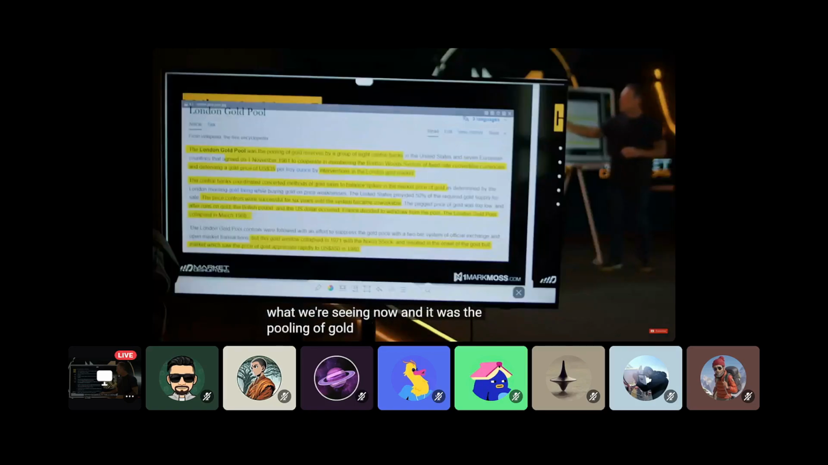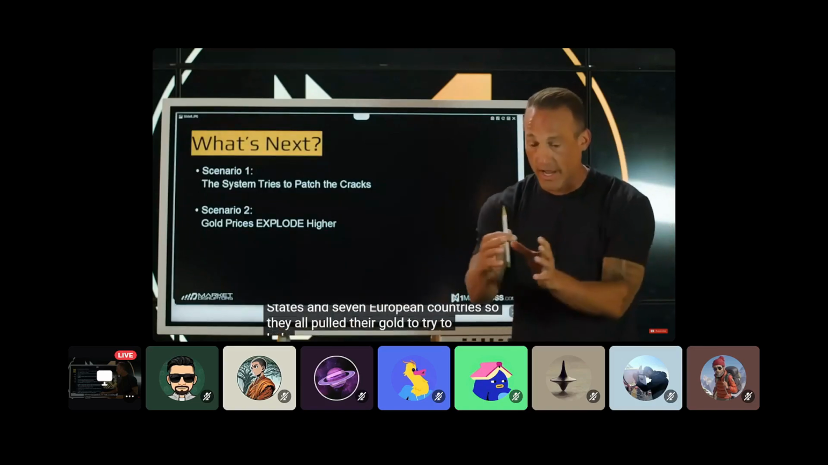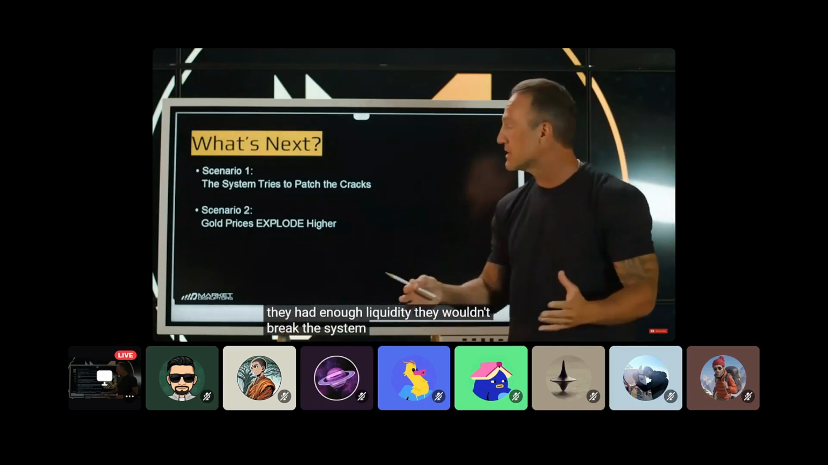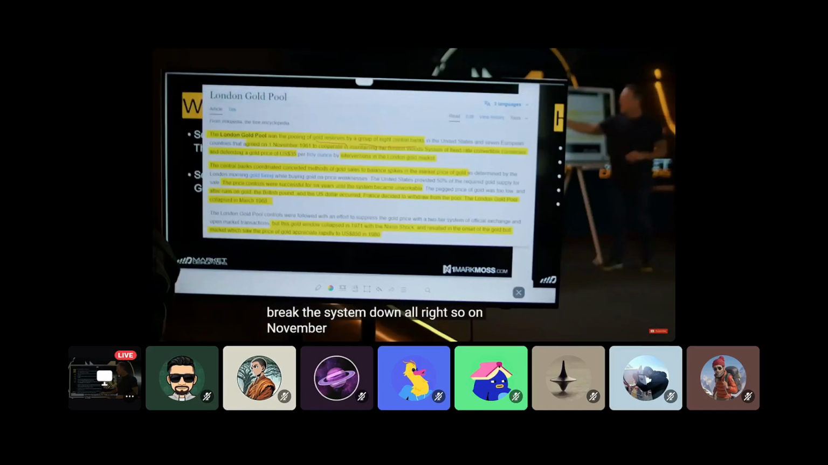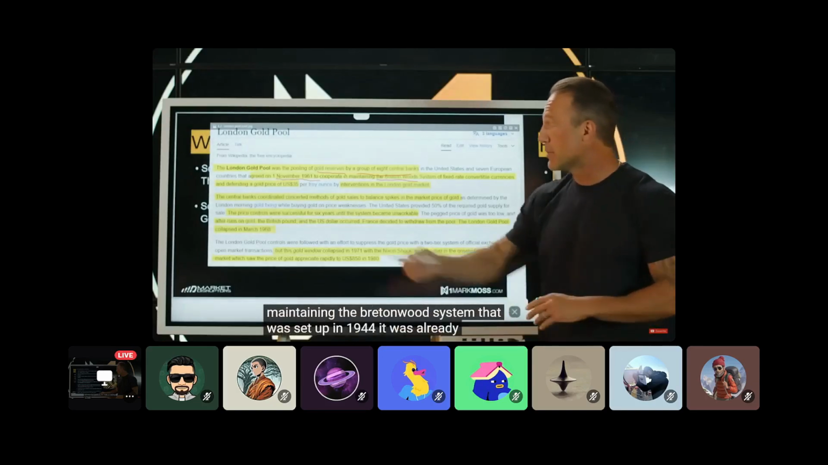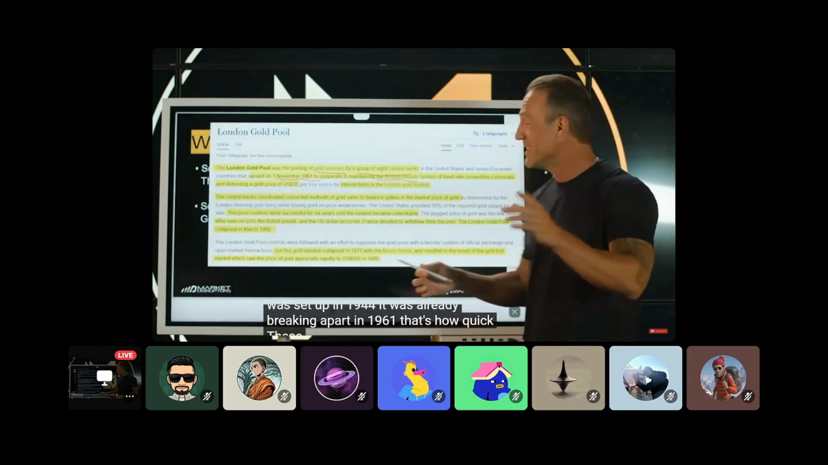It was the pooling of gold reserves by a group of 8 central banks. So the United States and 7 European countries. They all pooled their gold to try to help each other's books to show that they had enough liquidity so they wouldn't break the system down. All right, so on November 1st, 1961, they cooperated in maintaining the Bretton Woods system that was set up in 1944. It was already breaking apart in 1961. That's how quick these things fall apart.